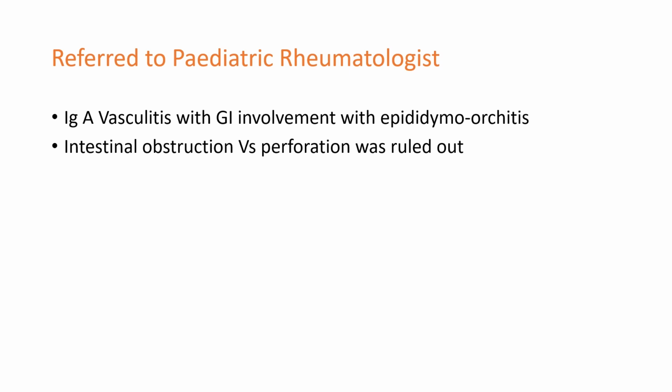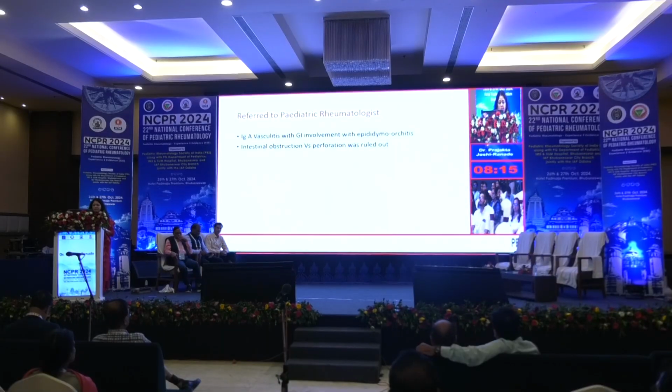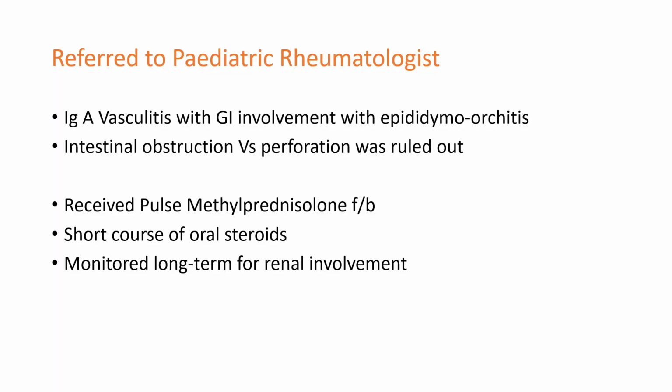Now, when we have a clinical scenario where there is severe GI vasculitis, we as clinicians are often walking on a tightrope, deciding whether to escalate the immunosuppression or to rule out perforation and intestinal obstruction. So it is wise to involve a pediatric surgeon at this point in time and definitely rule out an obstruction or a perforation. But because this etiology is driven by inflammation and vasculitis, giving immunosuppression in the form of pulse methylprednisolone will definitely help in improving. So he received pulse methylprednisolone followed by a short course of oral steroids, and we kept on monitoring him for renal involvement in the long term.